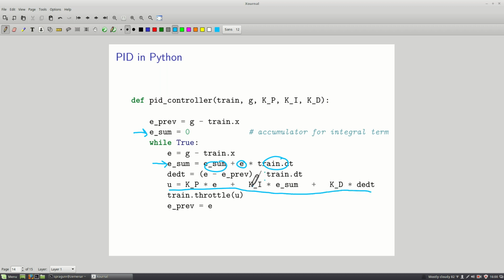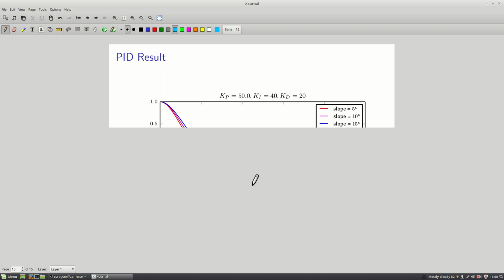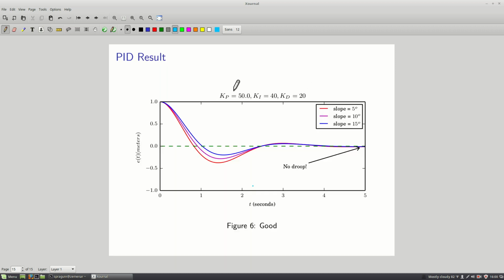So what happens when I apply this controller to my locomotive? This is what happens. Here we've got the same proportional gain that we've been looking at, the same derivative gain that worked well before, and I've added in this integral gain. And where did I come up with 40? Well, I just played around with it to pick a value that seemed to work reasonably well.